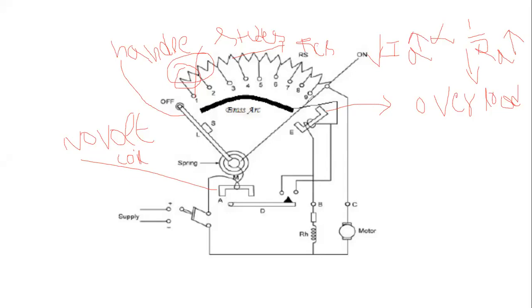After cutting all the resistance, the total current flows through the field winding. Then the motor attains the rated speed.